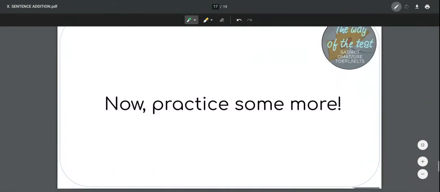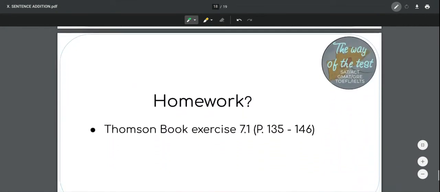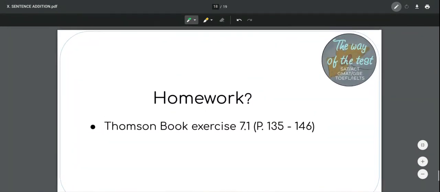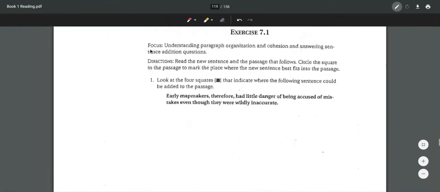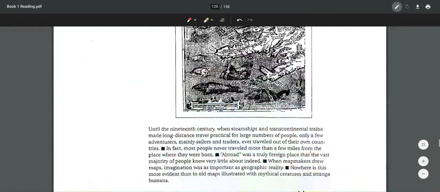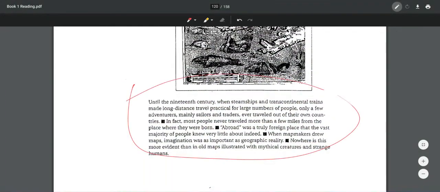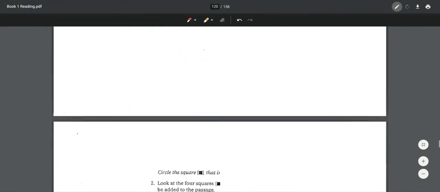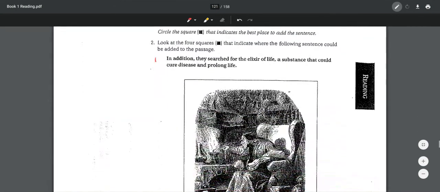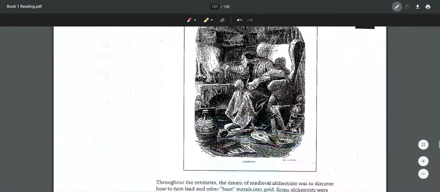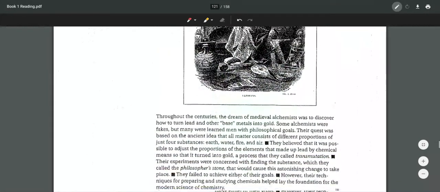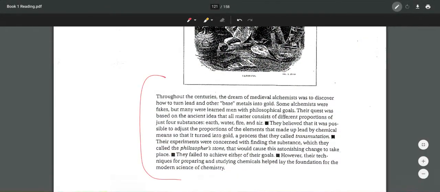Okay, now if you want to practice one more, you're going to do exercise 7.1 for the Thompson exercise. I'm going to show you what this looks like. You will have the sentence, and then you will have the 4 blanks, and you're just going to choose one. Same here. You have the sentence. You will have an additional picture, but don't worry, that gives zero information. Then you will have the paragraph, and then you're going to choose one.